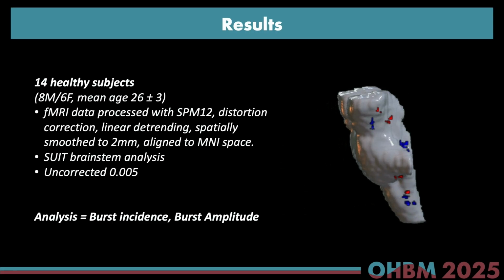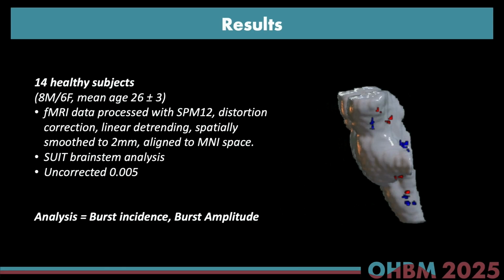We analysed the data with SPM, with distortion corrected, spatially smoothed, and aligned to MNI, and we used a brainstem-specific analysis, for which I tediously had to manually trace the brainstems of all these participants. So then we decided to look at this data in a slightly different way from the 3T study.